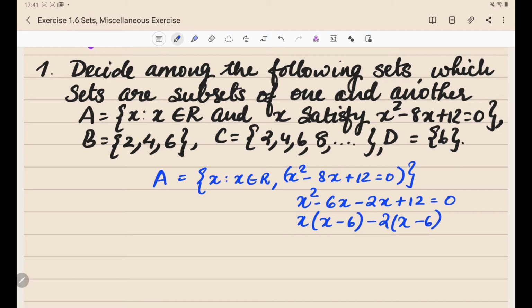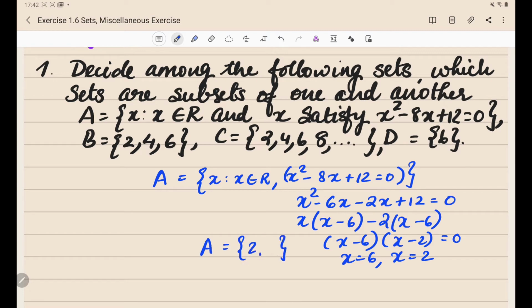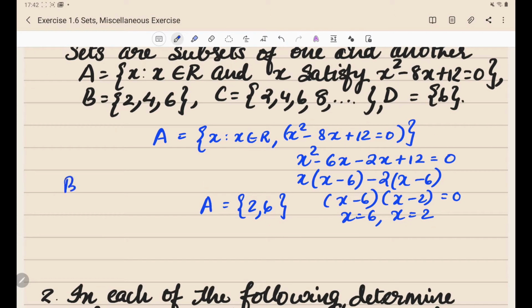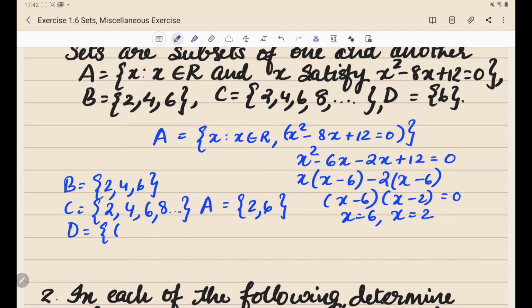So now we find the roots: x minus 6 equal to 0 and x minus 2 equal to 0. So x equal to 6 and x equal to 2 are the elements of the set A. Let's write it in roster form, that is {2, 6}. What else is given in the question? We are already given the other sets too. B is {2, 4, 6}, right? Set C is the set of all even natural numbers, so it goes on to infinity. And D is a singleton set having only one element.